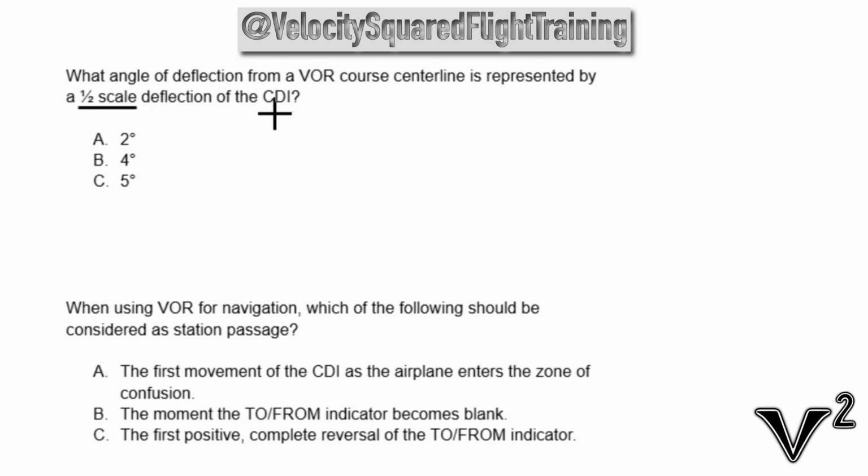So if you have half scale deflection of the CDI, then it's going to be C, it's going to be 5 degrees. Cool. All right, when you're using a VOR for navigation, which of the following should be considered as station passage? So this one's good. This is just good to know as well, but it's going to be on your test.